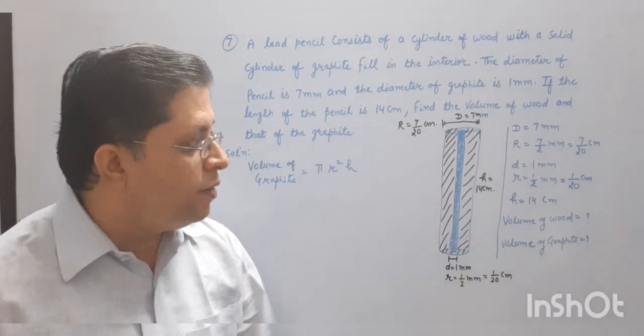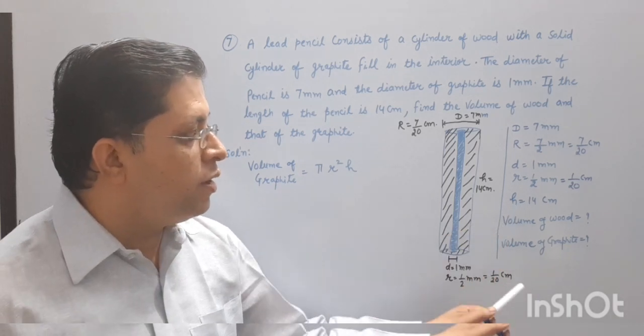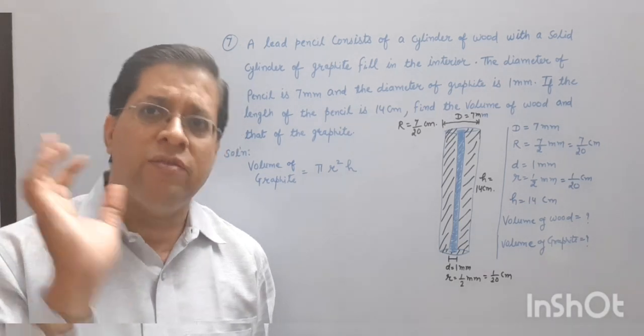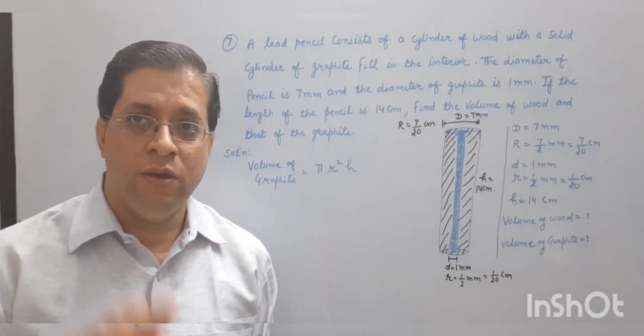Similarly, you can easily get the height. Height is given to you directly in the figure. You have to find the volume of wood and the volume of the cylinder. This is the main basic thing of this question.